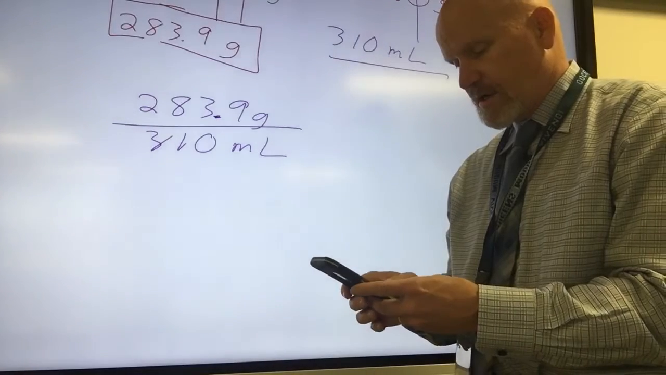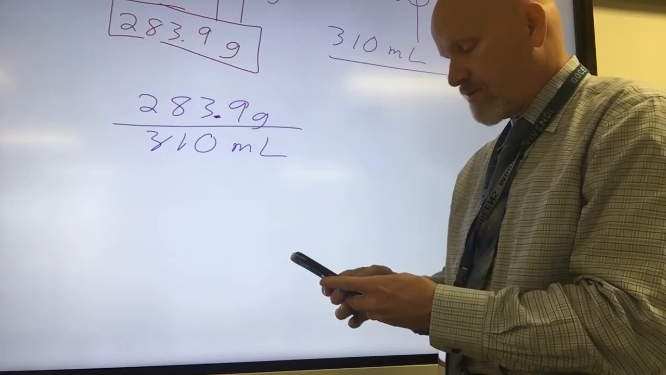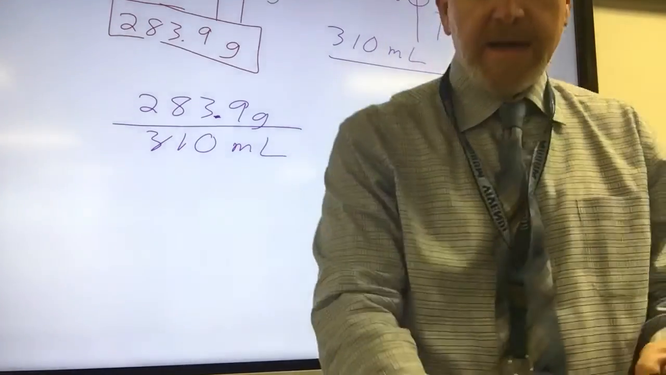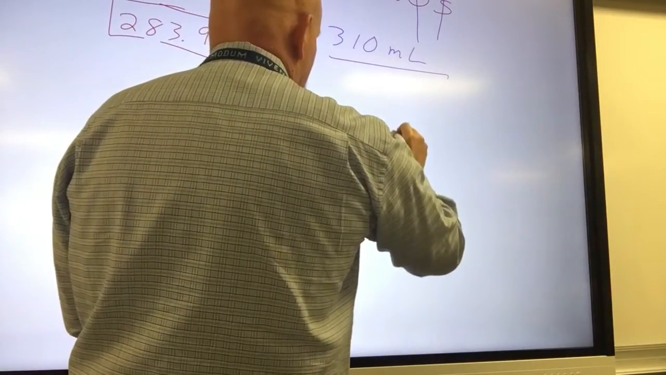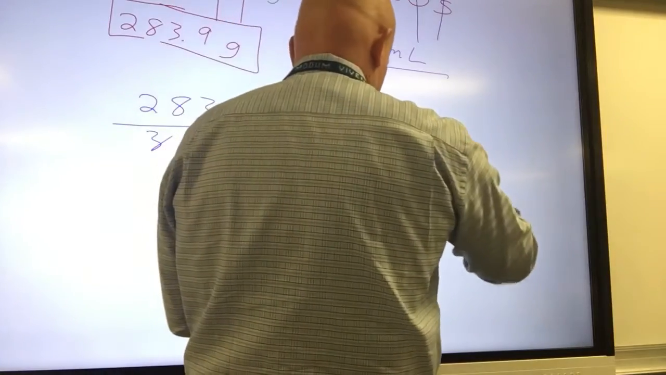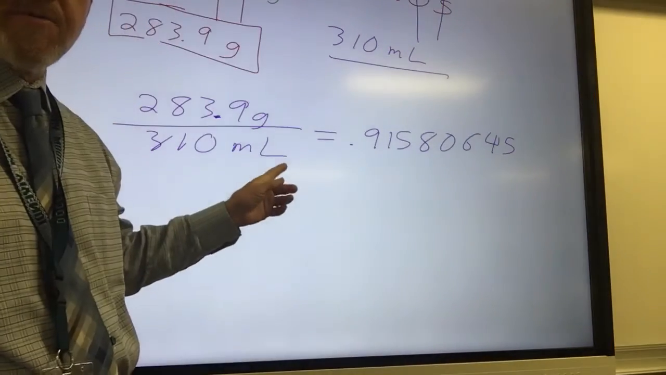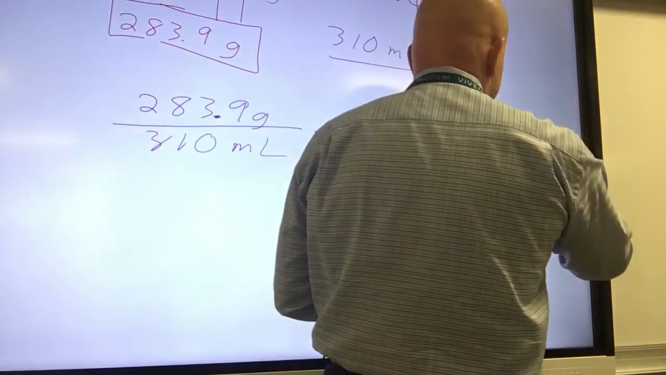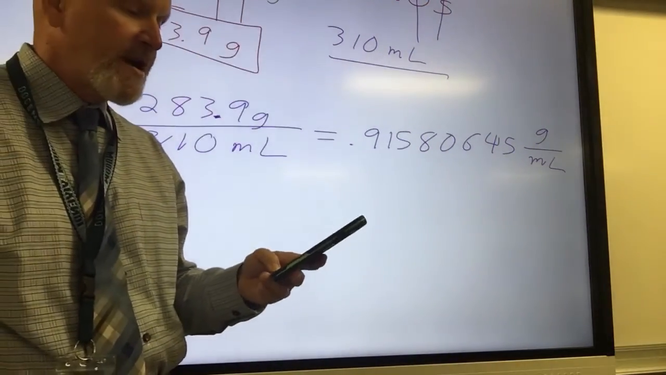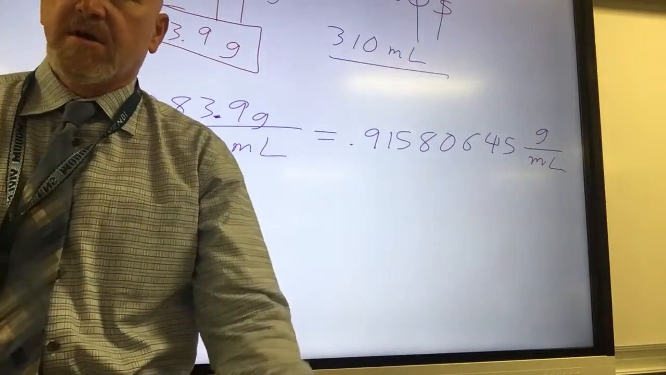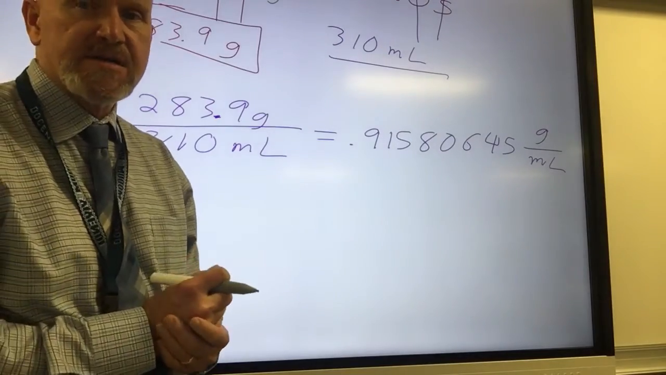All right, so my calculator says 283.9 divided by 310, and I got a whole lot of numbers. And again, try to get in the habit of putting your units in with what you're doing. And that would be grams per milliliter. So 0.9158065 grams per milliliter would be our density. So this gives us an opportunity to try to identify this substance.